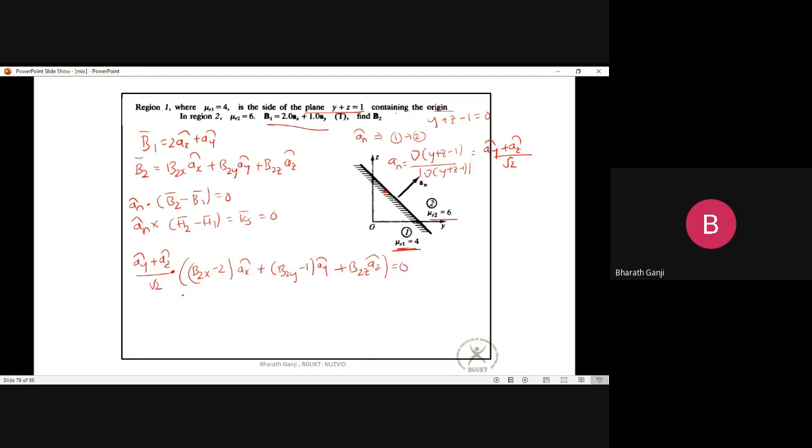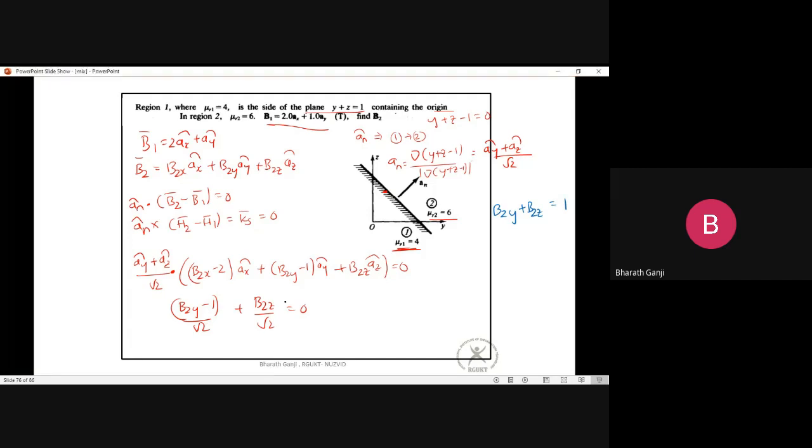So with the dot product, you multiply the y component and the z component. So (b2y minus 1) divided by root 2 plus b2z divided by root 2 should be equal to 0. From here I got one equation. Let me write this equation here. The first equation which I got is b2y plus b2z is equal to 1.